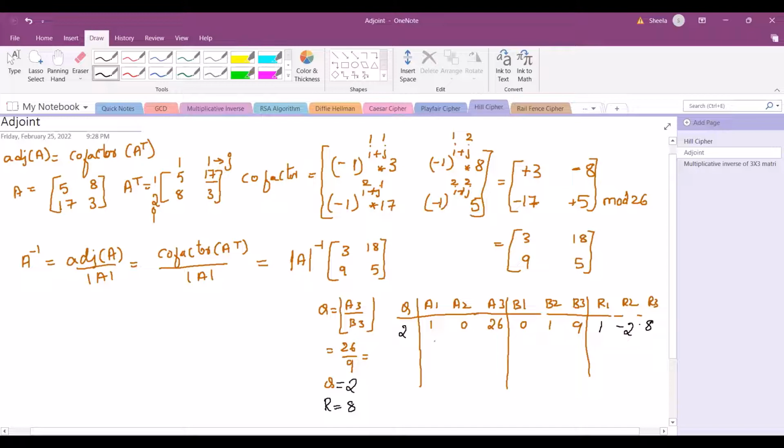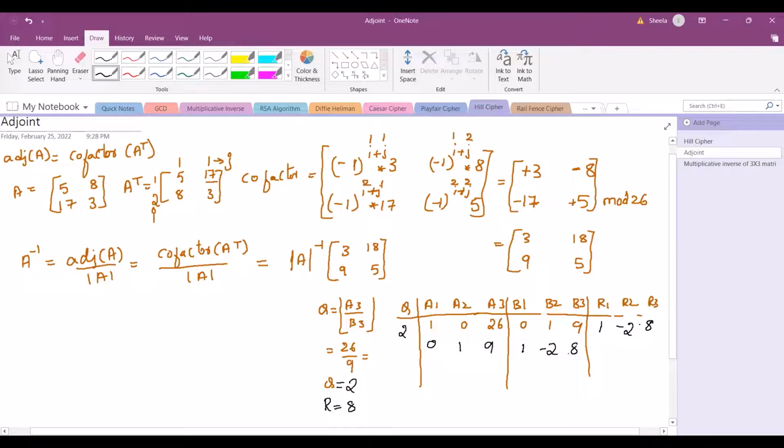When we repeat the process, the next larger number becomes the value in the column of B, and the smaller number becomes the value in the remainders. So according to that, we get A1, A2, A3 as 0, 1, 9, and we get B as 1, minus 2 and 8. Now once again we have to repeat the process.